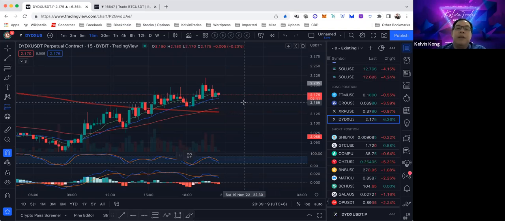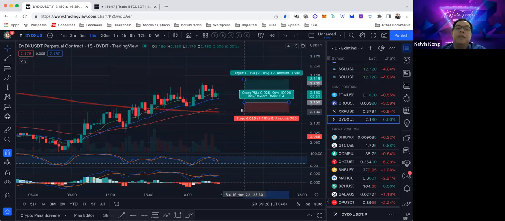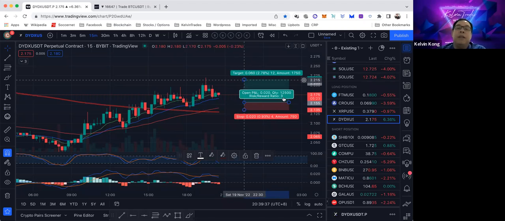Okay, let's assume our entry is somewhere here. We'll take our profit here lah. Short one. Our stop loss will be here. Tight stop loss, just for practice. Okay, not bad at all. Risk to reward ratio is 3.